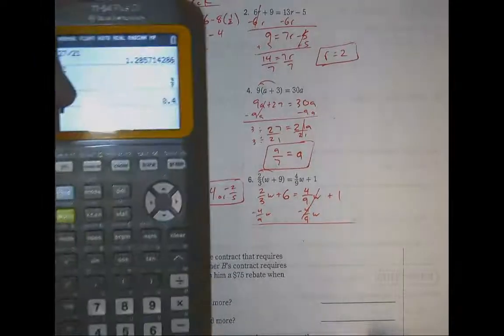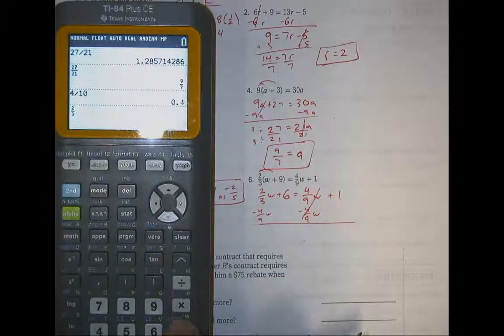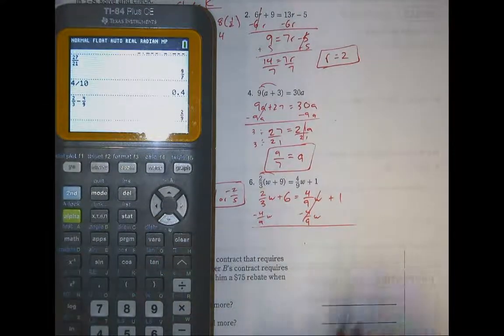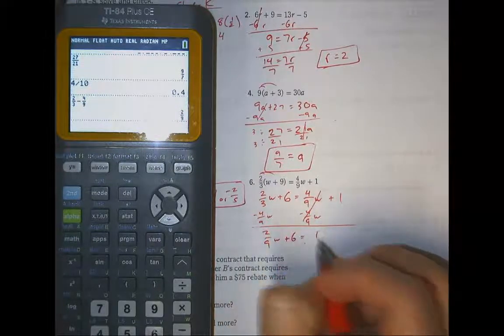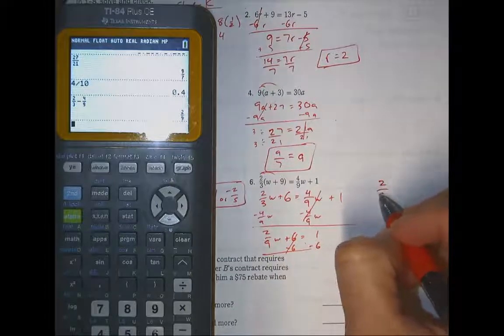Now here I'd probably just grab my calculator just to save time. 2/3 minus 4/9, and that's 2/9. W plus 6 equals 1. I'm going to minus 6. Bring it over here.